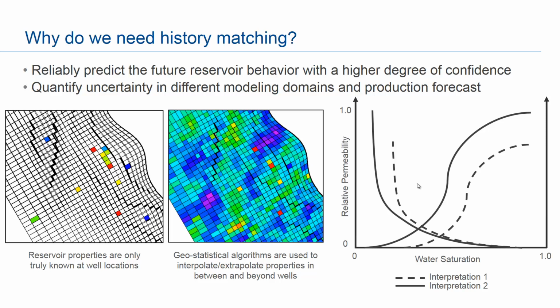And if you look at the picture on the right hand side, likewise we may have two different sets of relative permeability curves resulting from two different interpretations of the special core analysis. So we want to understand these uncertainties and their impact on the future production from the reservoir as well. And that is precisely why we need to calibrate our model to historical data.